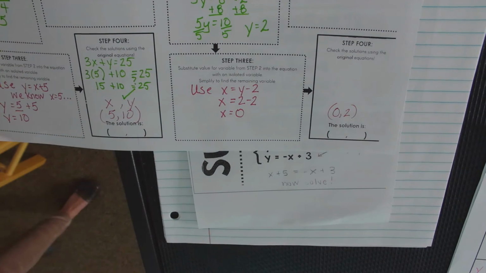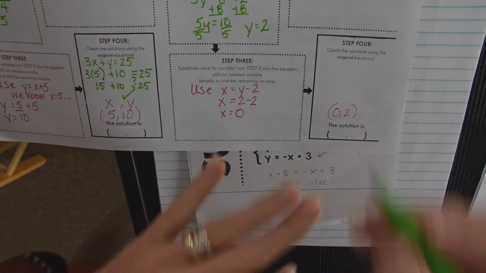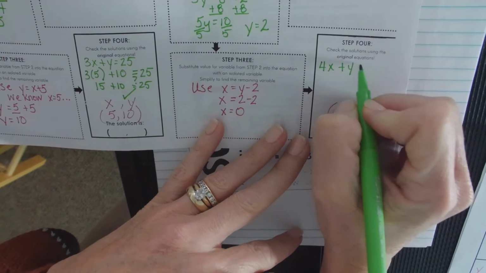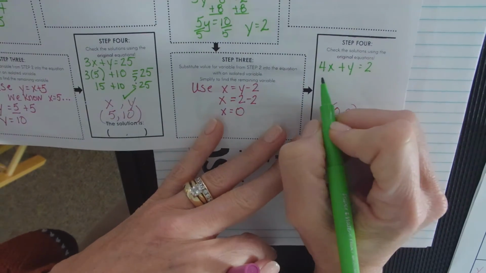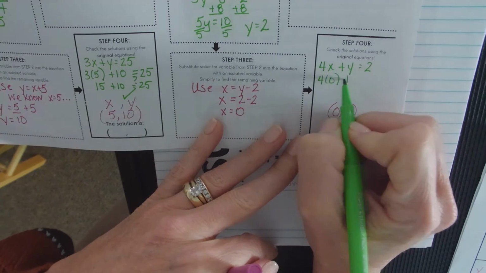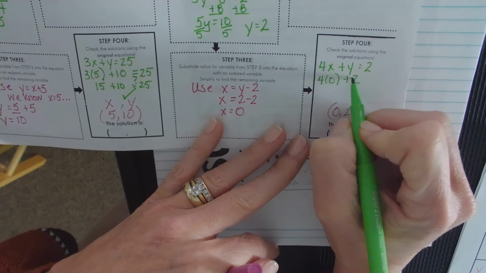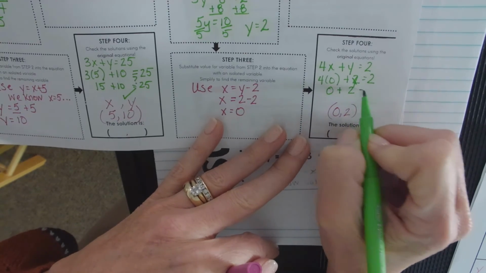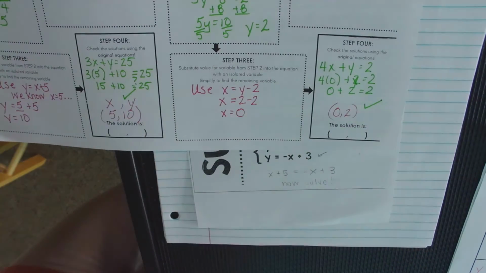We can check our work. I'm going to use the other equation. Again, does it matter? No. I'm just mixing it up. I want y'all to be aware. Just checking. 4 times 0 plus 2, y equals 2. 0 plus 2 equals 2. Check.